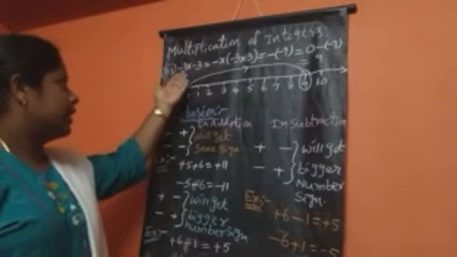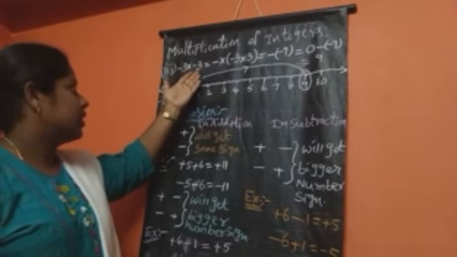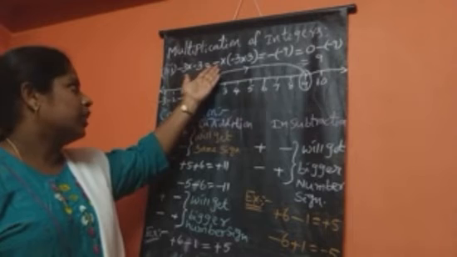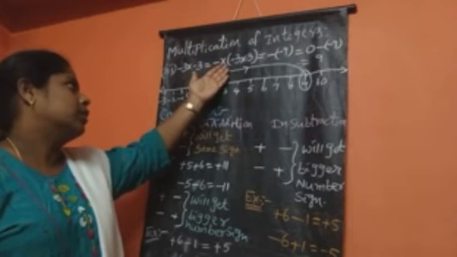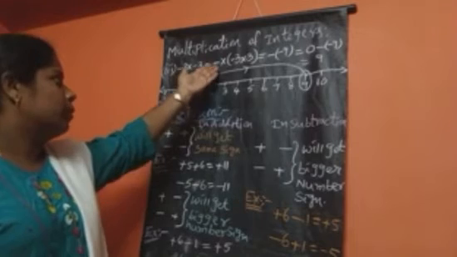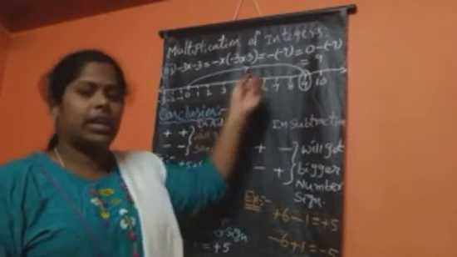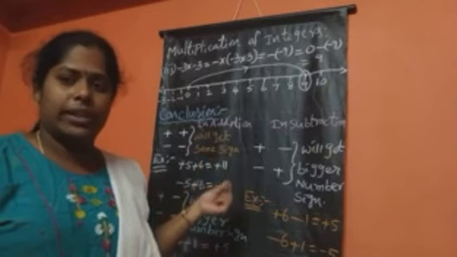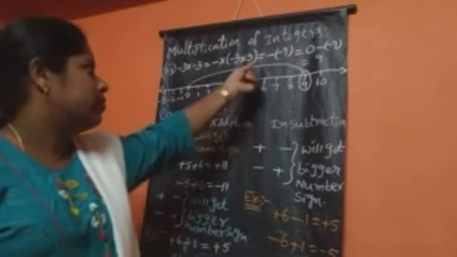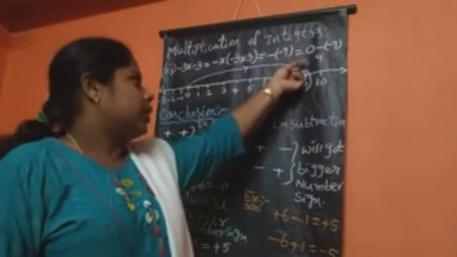So there is another example: minus 3 into minus 3. Minus 3 into minus 3 can be written like this. Keep the minus outside of the bracket. So minus into minus 3 into minus 3, minus 3 into minus 3 is minus 9. How do we get that? In the before example we saw that, so like that we will get minus 9. Then again, minus 9 into minus 9 can be written like this.